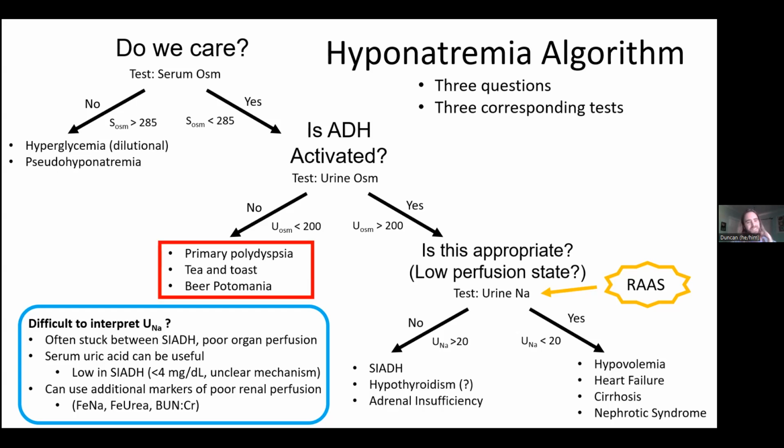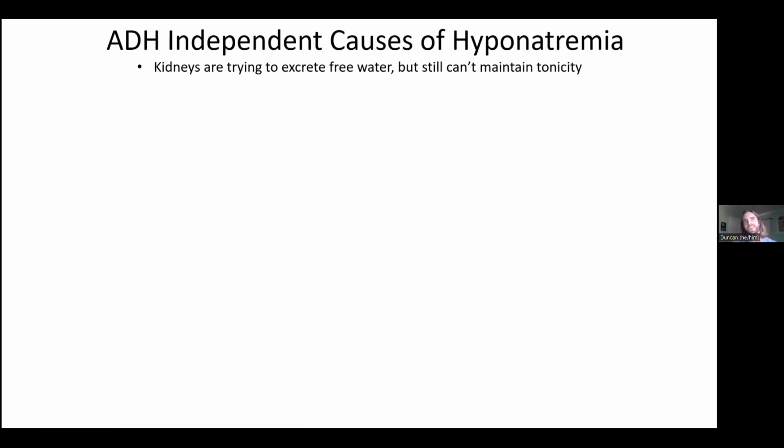Okay, so next thing we're going to focus on are these ADH independent causes of hyponatremia. So again, this is where the kidneys are trying to dilute the urine as much as they can. We have a low urine osmolality, a dilute urine, and yet we still have hypotonicity. And so again, kidneys are doing the very best that they can, but fundamentally the issue here is actually an insufficient ratio of solute to free water consumption.